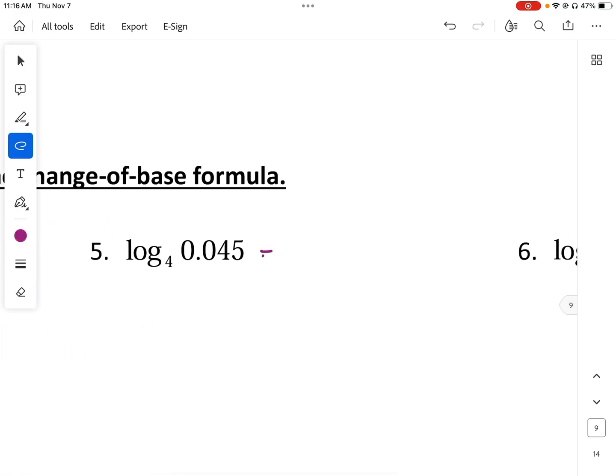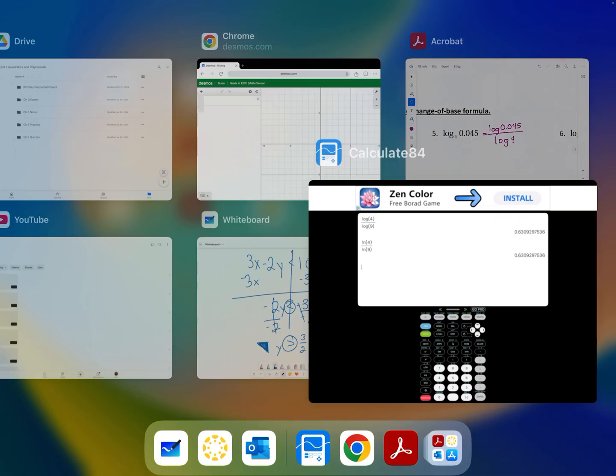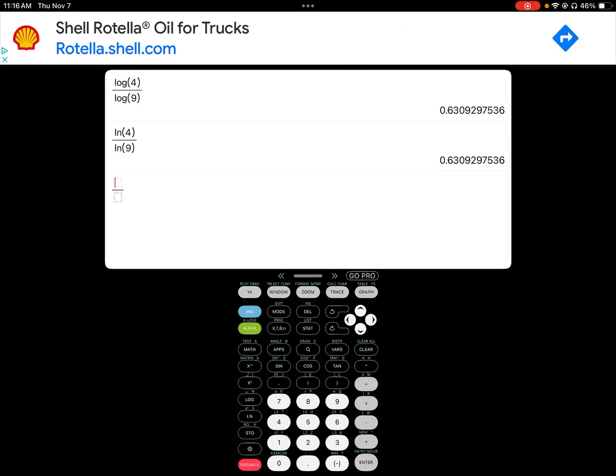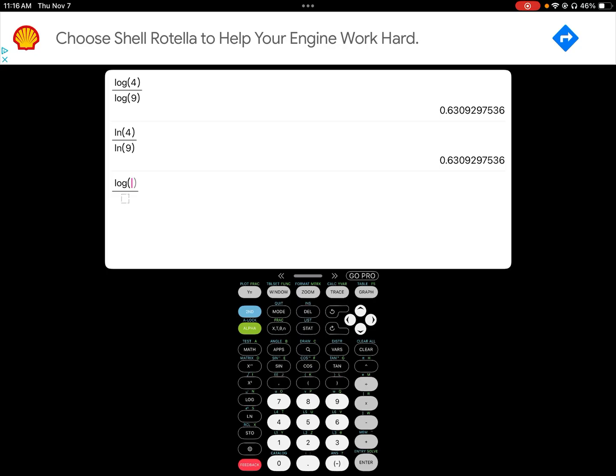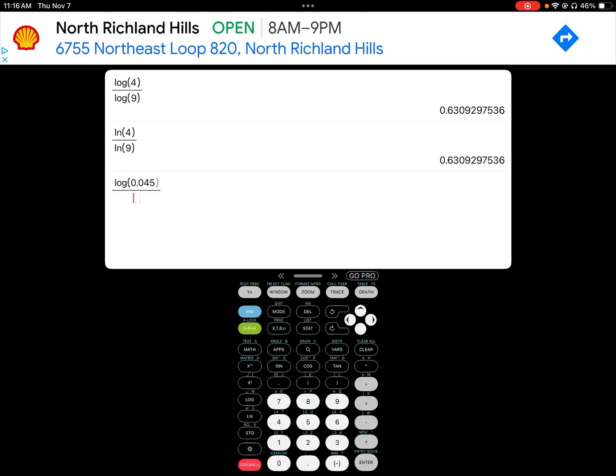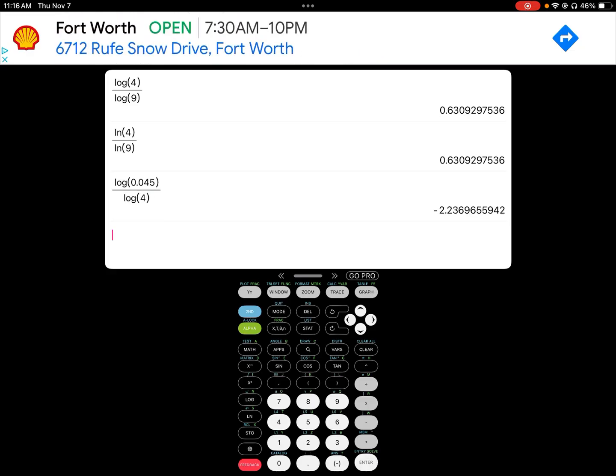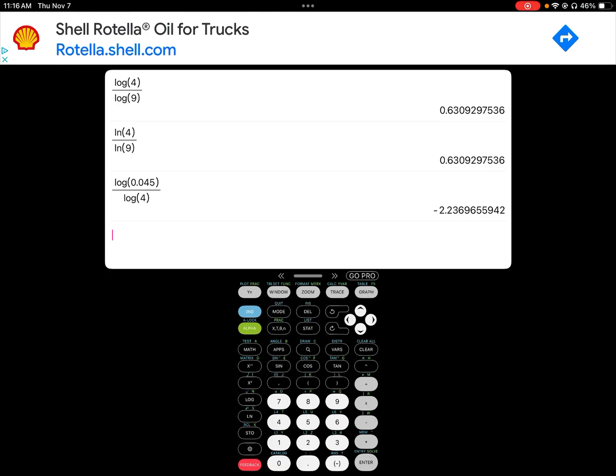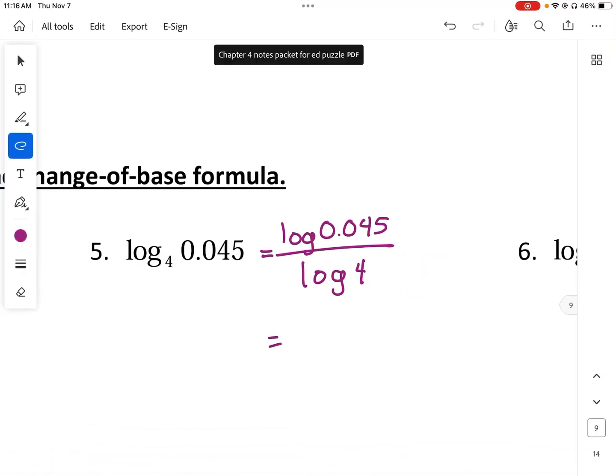Okay, the next one, we are going to do log 0.045 over log 4. Or you can do ln, but remember they're the same thing. So we're not going to worry about going and doing both of them. We're just going to pick one and stick to it. So log of 0.045 over log 4. Negative 2.237.